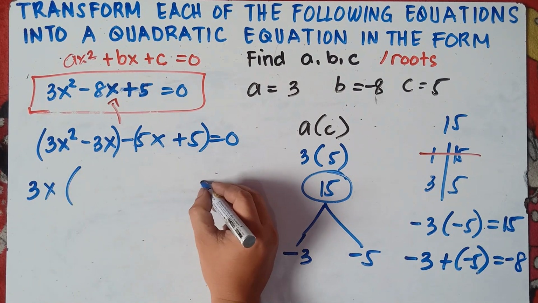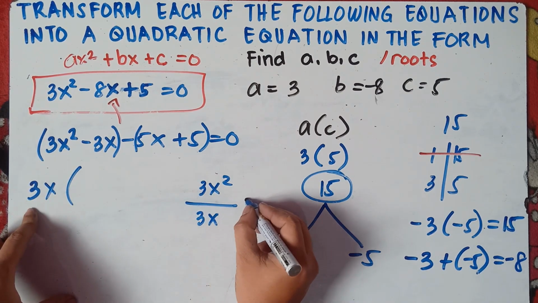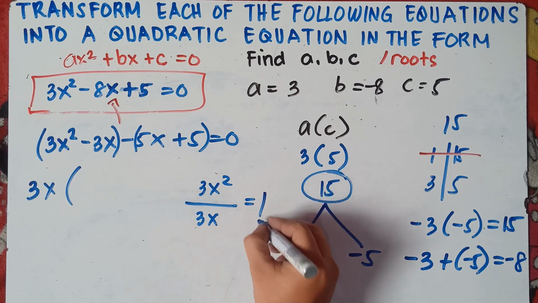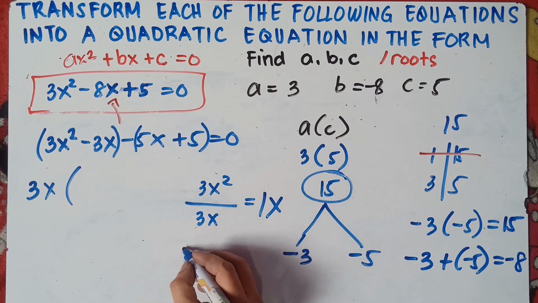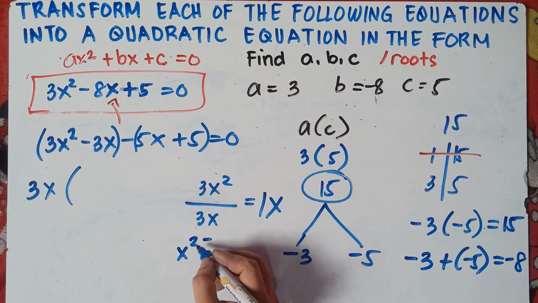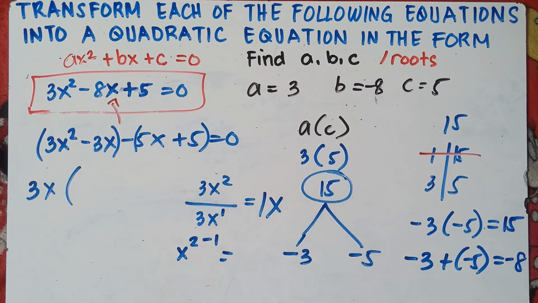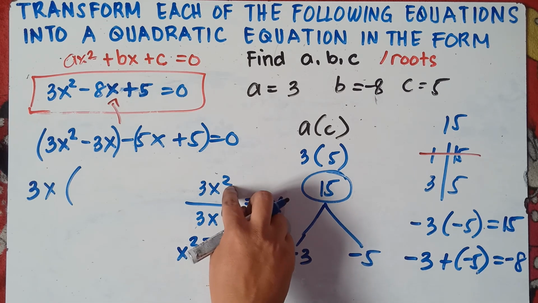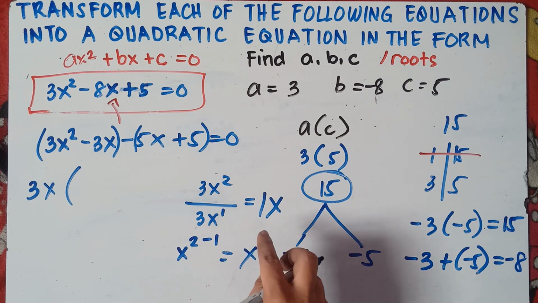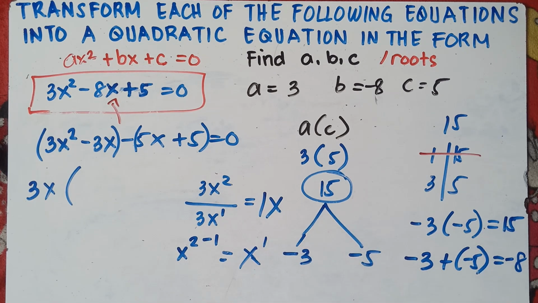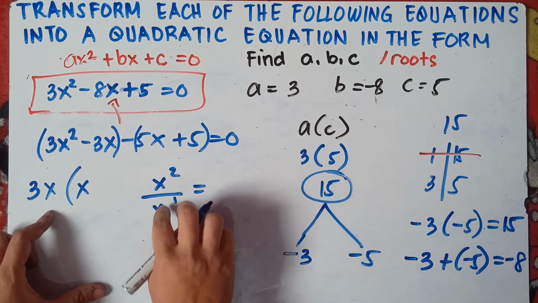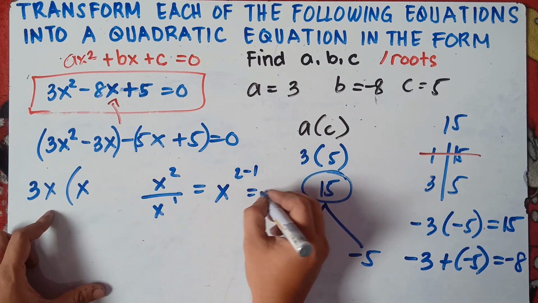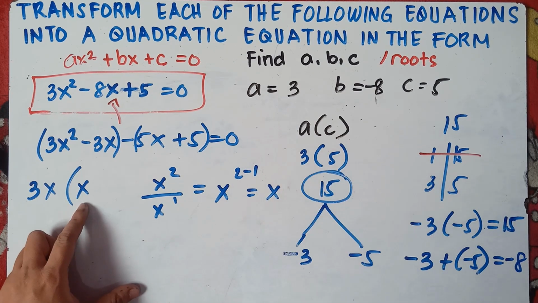And then we divide, class. 3x squared divided by 3x. 3 divided by 3 is 1. X squared divided by x, you subtract the exponent: x raised to the power of 2 minus 1, that would be x raised to the power of 1, or x. Once again, I hope you're not confused, class. I hope you got that one.